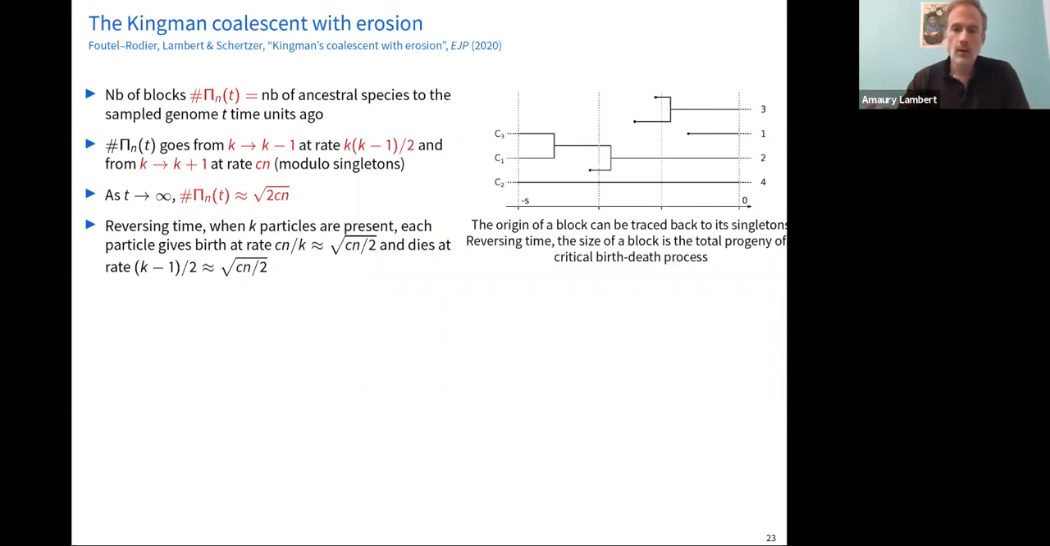Now actually this process is reversible, and when you reverse time and you compute the birth and death rates of these particles that you can see on the cartoon on the right, when there are k particles present in the system, each particle gives birth at rate Cn over k and dies at rate (k minus 1) over 2. And if you replace k by the number of blocks predicted by the previous rule of thumb, you find that the two rates are equal. And now, since the size of the block is exactly equal to the number of its singletons, it's equal to the number of deaths in the trees that you see on the right.